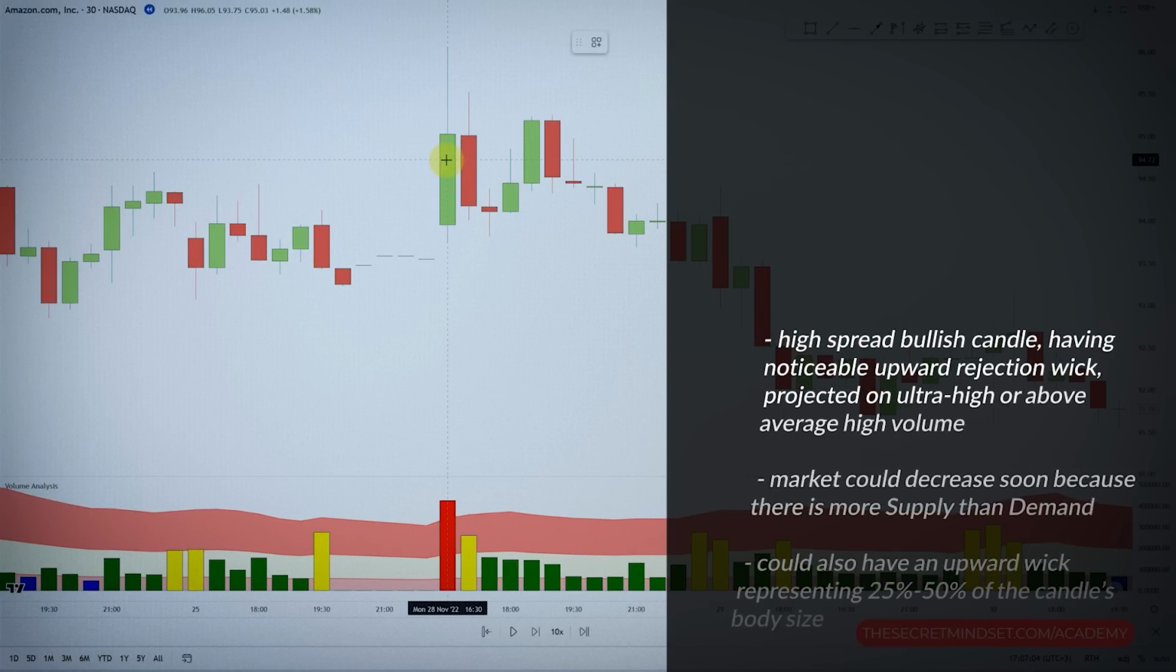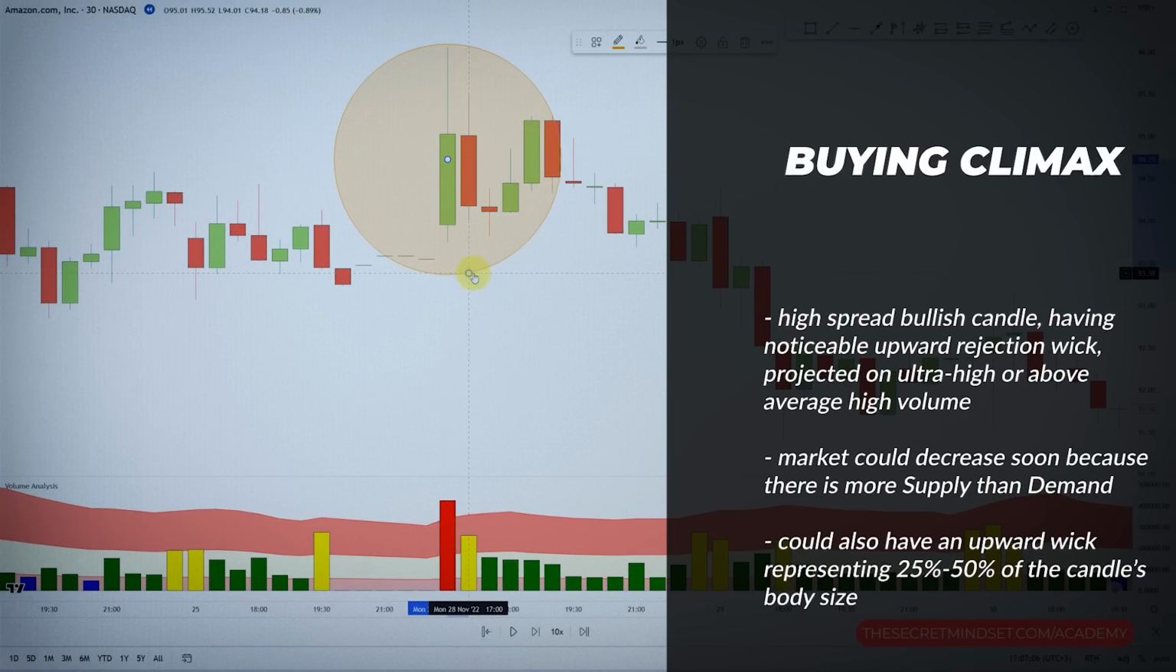Next is the buying climax. The buying climax appears as a high spread bullish candle, having a noticeable upward rejection wick, projected on ultra high or above average high volume. This signals that the market could decrease soon because there is more supply than demand. Buying climax could also have an upward wick, representing 25 to 50% of the candle's body size.